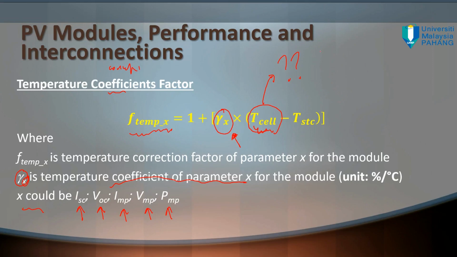T ambient plus 25. Ambient plus 25, that is if it does not have G or NOCT. Plus 25 is if the value for NOCT or G is not given, then you can assume 25 degrees C. If the value is given, so what is the equation? T ambient plus what?